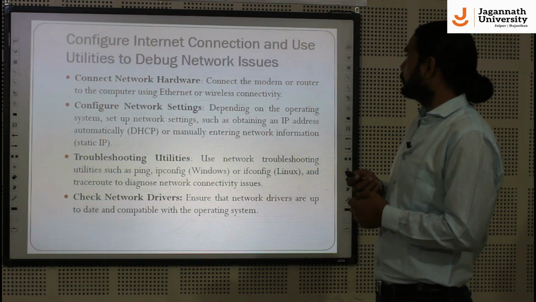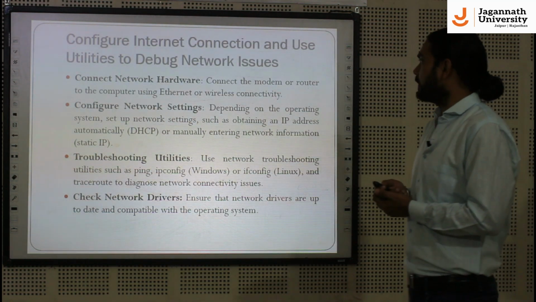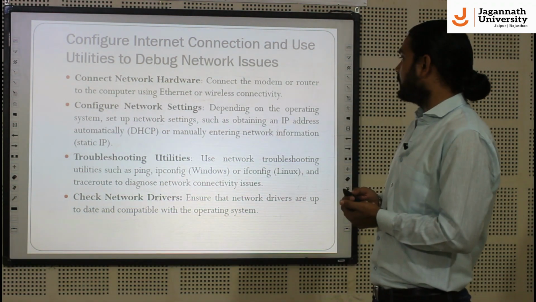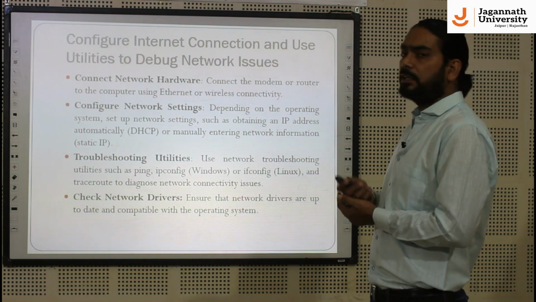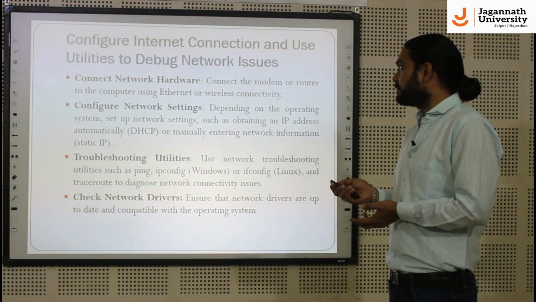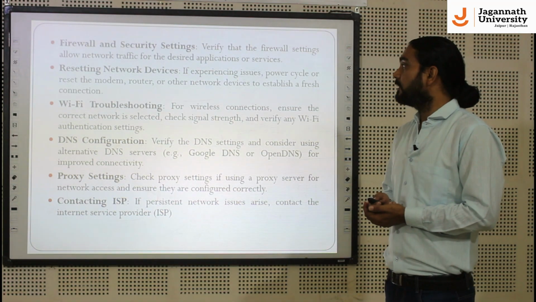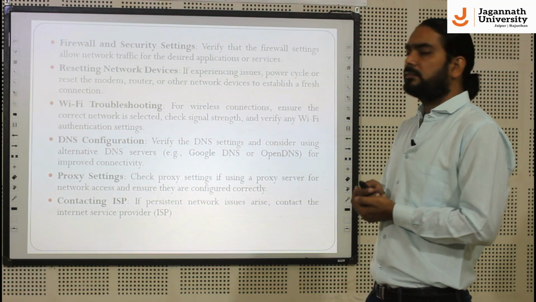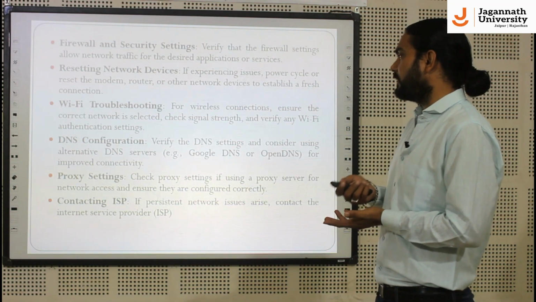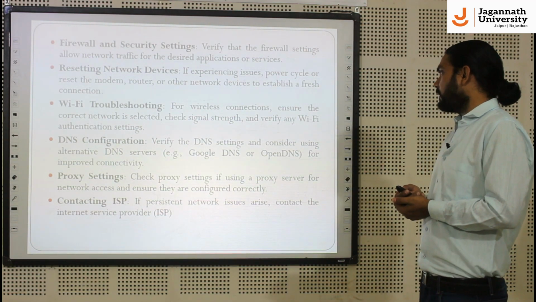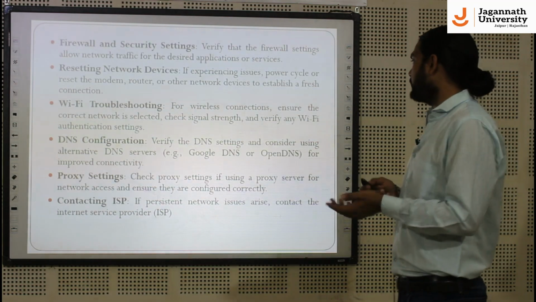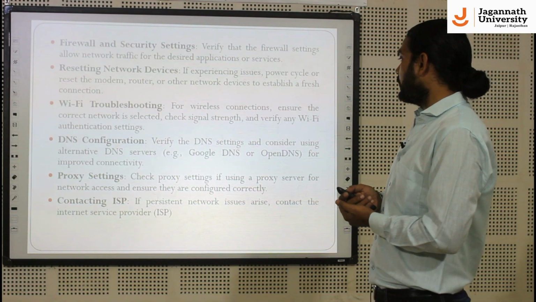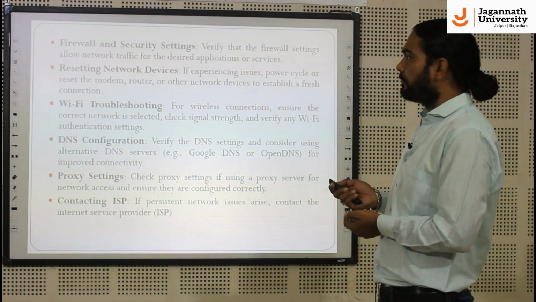Configure internet network and debug network issues. These are some steps for the configuration: connect network hardware and configure network settings. There are troubleshooting utilities in Windows and Linux also. Check the network drivers, firewall and security settings, and reset network devices if any issue occurs. For Wi-Fi troubleshooting, check signal strength and verify the Wi-Fi authentication settings. Consider the DNS settings, using DNS servers like Google DNS and OpenDNS, and proxy settings for connecting to the internet, and contacting the ISP, the internet service provider.